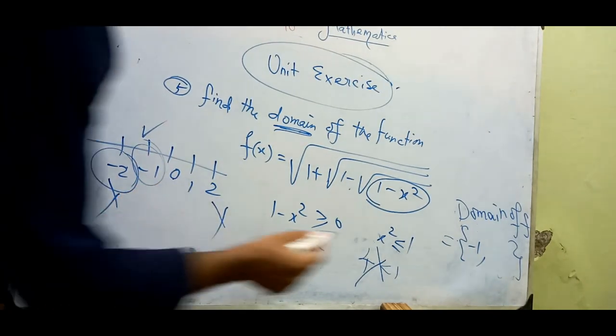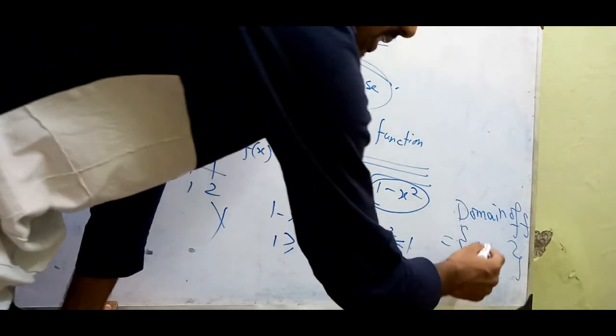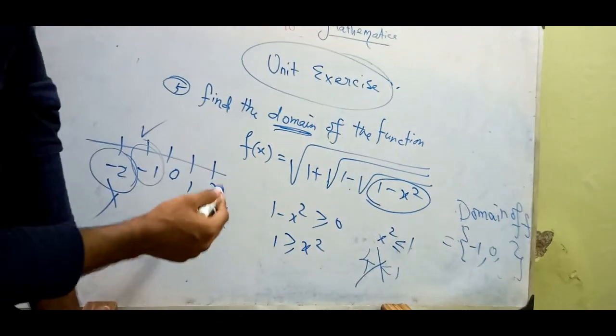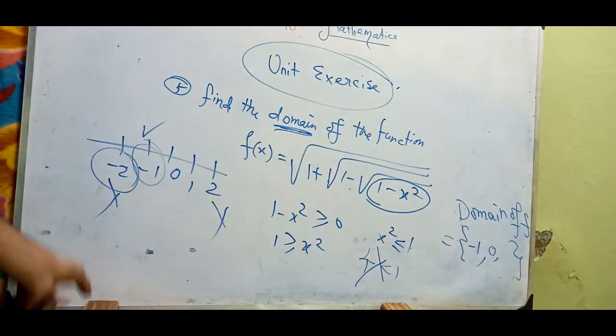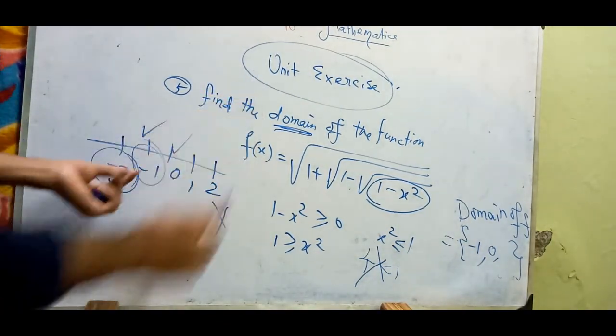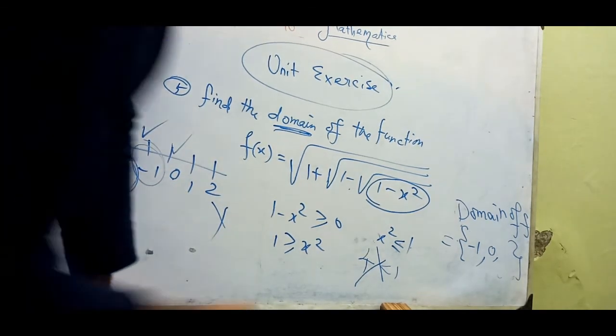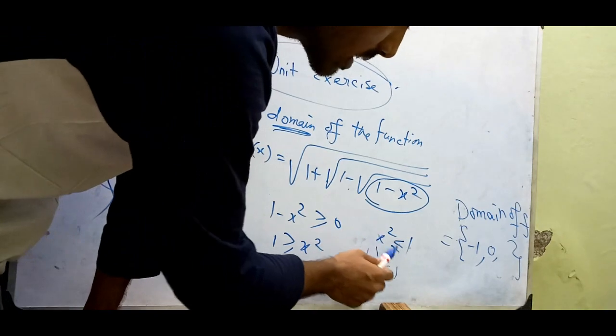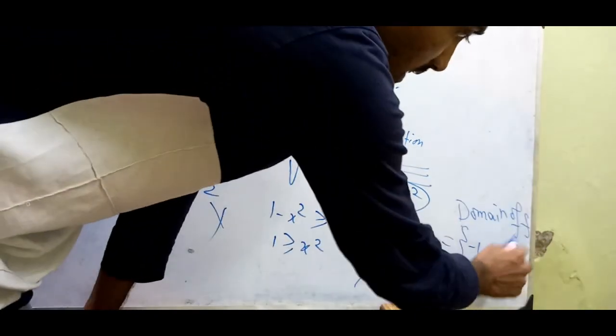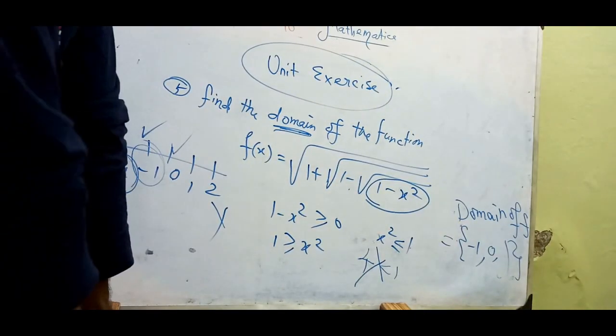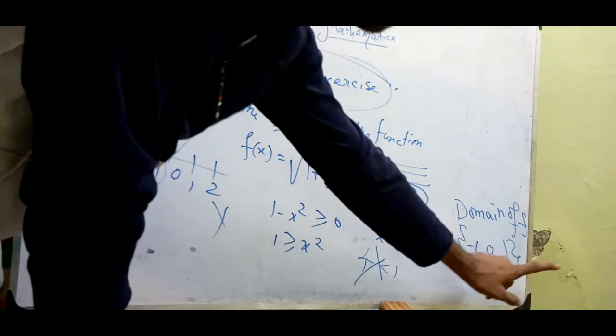Another one is 0. It is also less than 1, that value is true and it satisfies our inequality, so we can also take 0. Now the next number is 1. 1 square is 1, which is obviously equal to 1, so we can also select 1. So the domain of f will be minus 1, 0, 1.